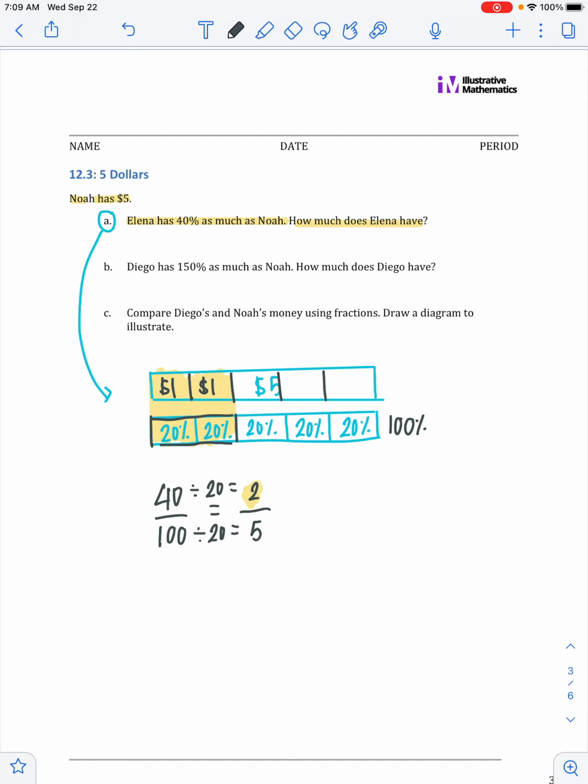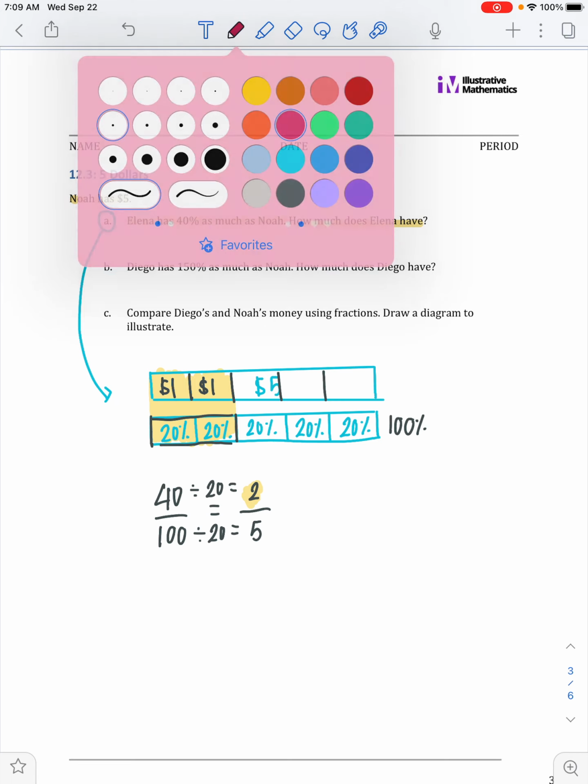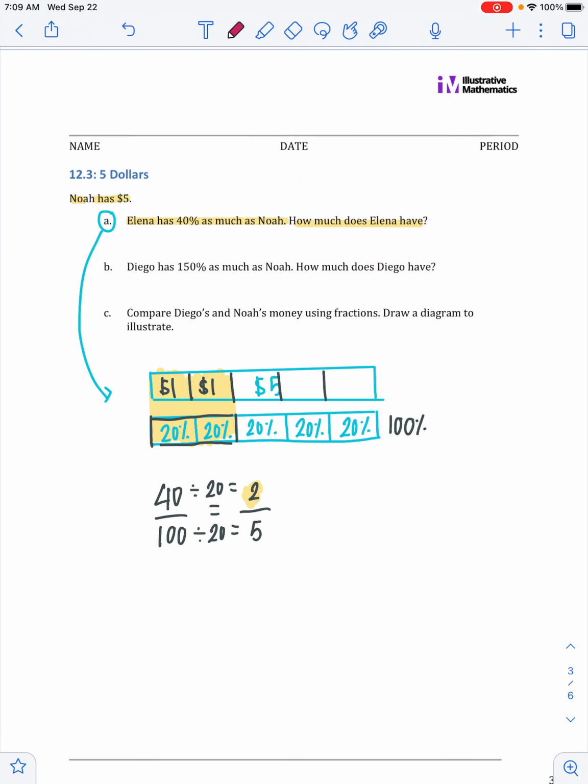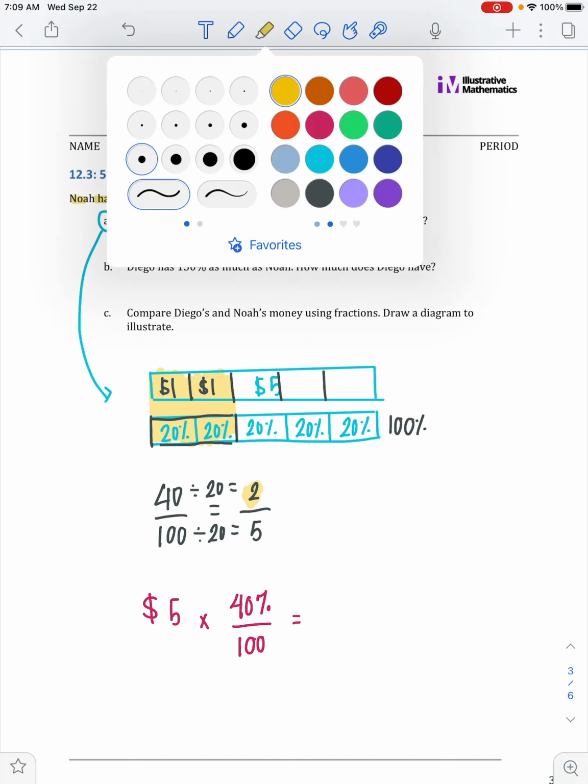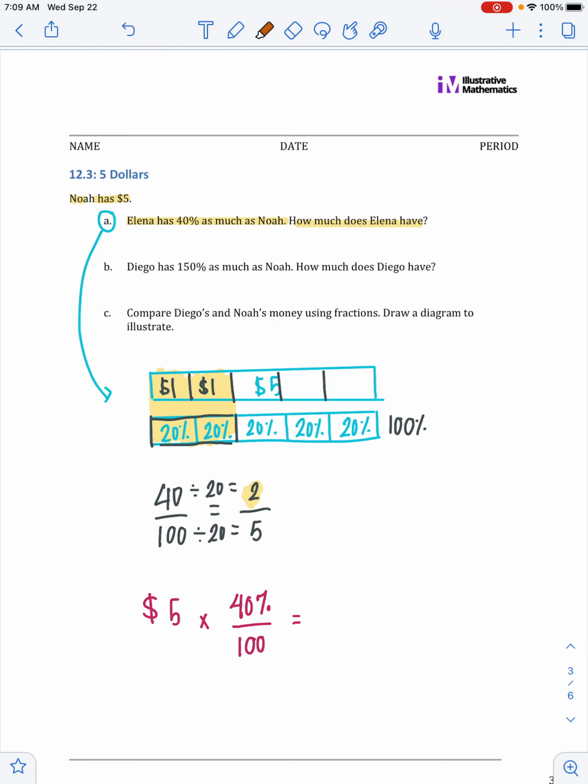Another way I could have done this is by showing 40% as a decimal. I know that $5 times my percentage, which is 40%, over 100 is going to tell me what is 40% of $5. And this was something we covered in class yesterday that you might have missed. So let me write the formula below.